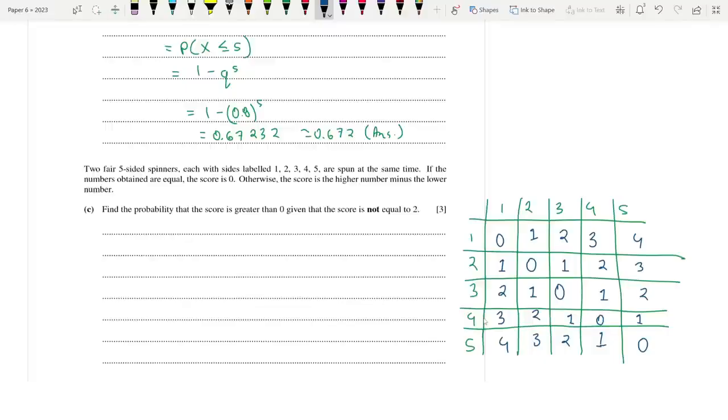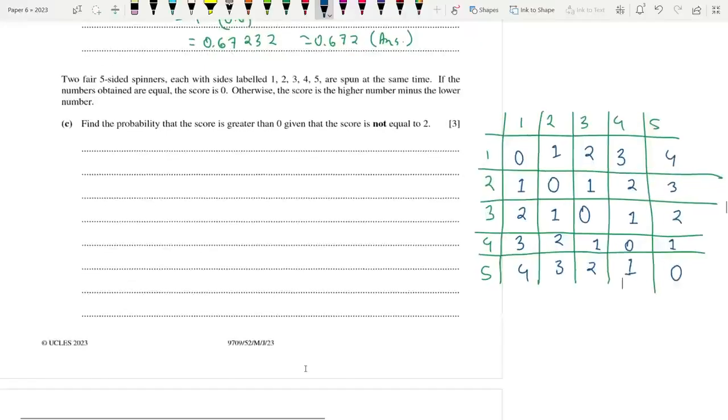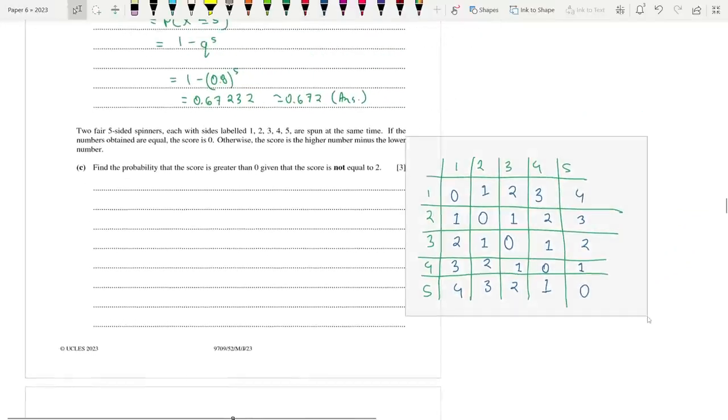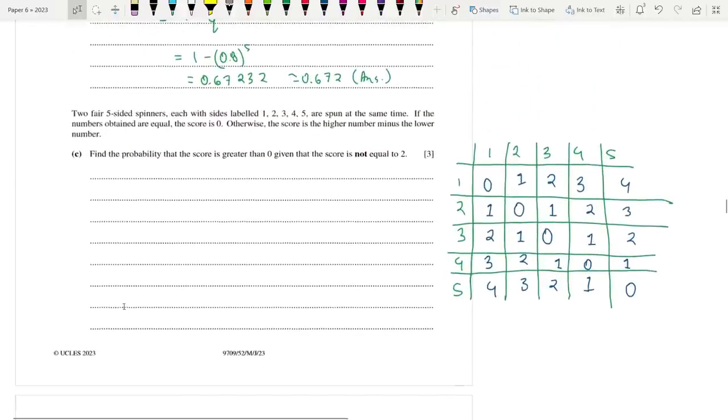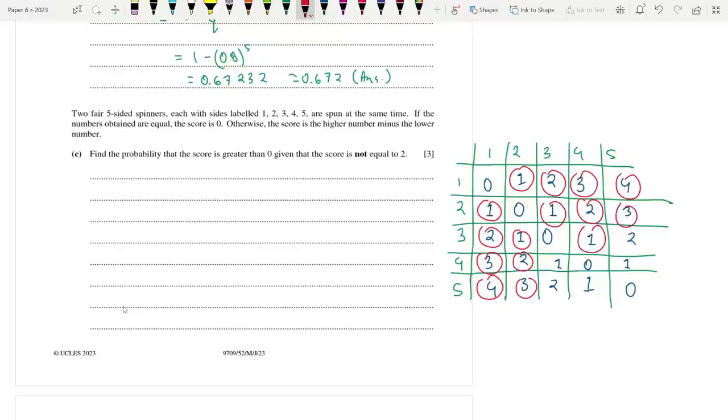Now, find the probability that the score is greater than 0, given that the score is not equal to 2. Okay, so what are the ones? I'm going to copy this, because we might need this later again. So essentially, I need it to be greater than 0. What does greater than 0 mean? 20 out of the 25 scenarios.